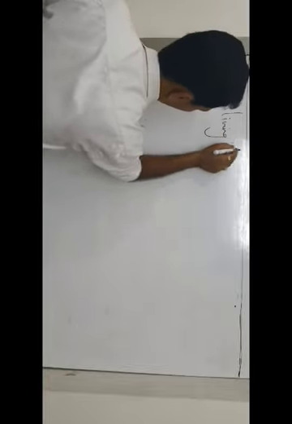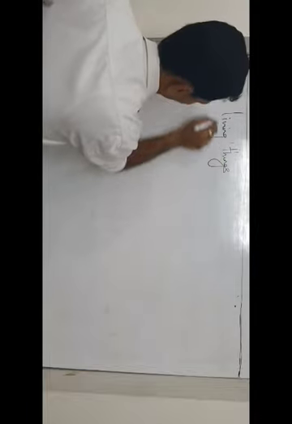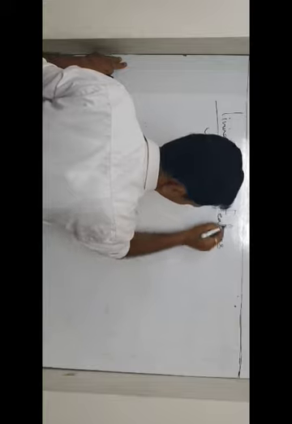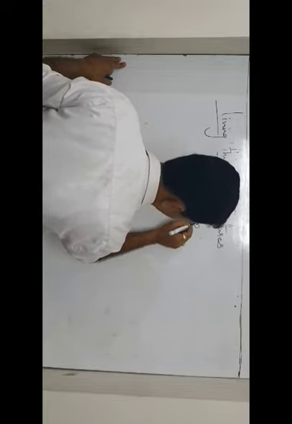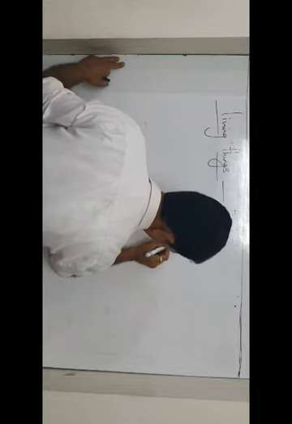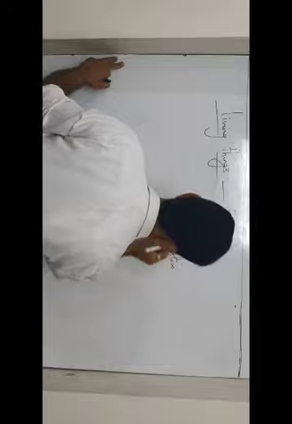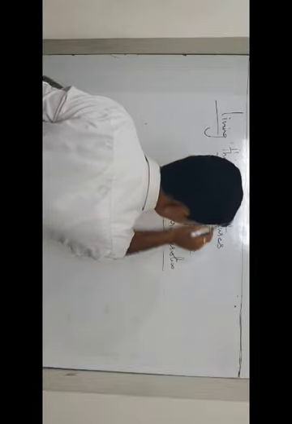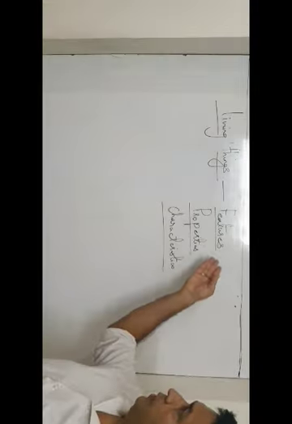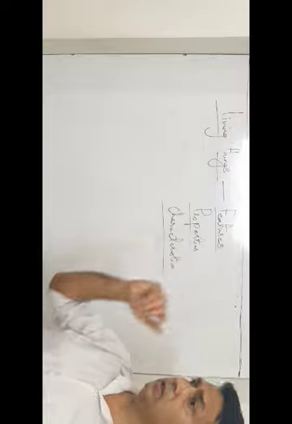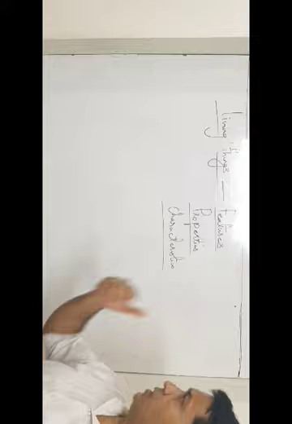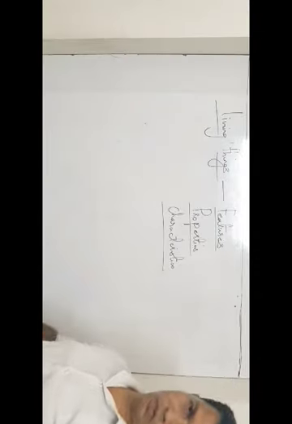The living things: features, properties, characteristics. In this chapter, the living world, you would be studying about the features, the fundamental feature, the fundamental property, and the fundamental characteristics of all living things.